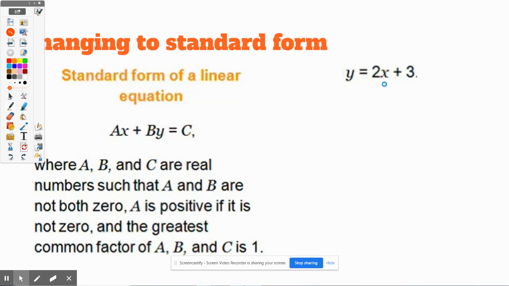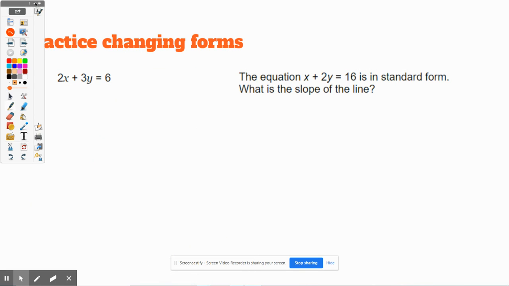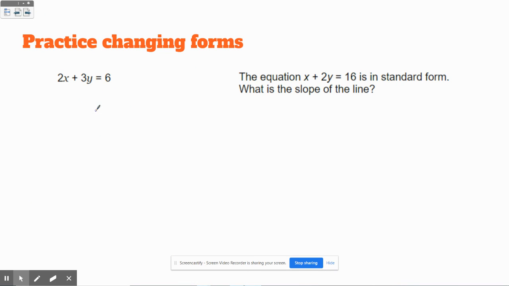So the activity of going from slope-intercept to standard form rarely ever happens, but frequently we go from standard form to slope-intercept form. And that's what we're going to do next. Here is a nice standard form equation. And if I wanted to graph it, the first thing I would want to do is change it to y equals mx plus b.